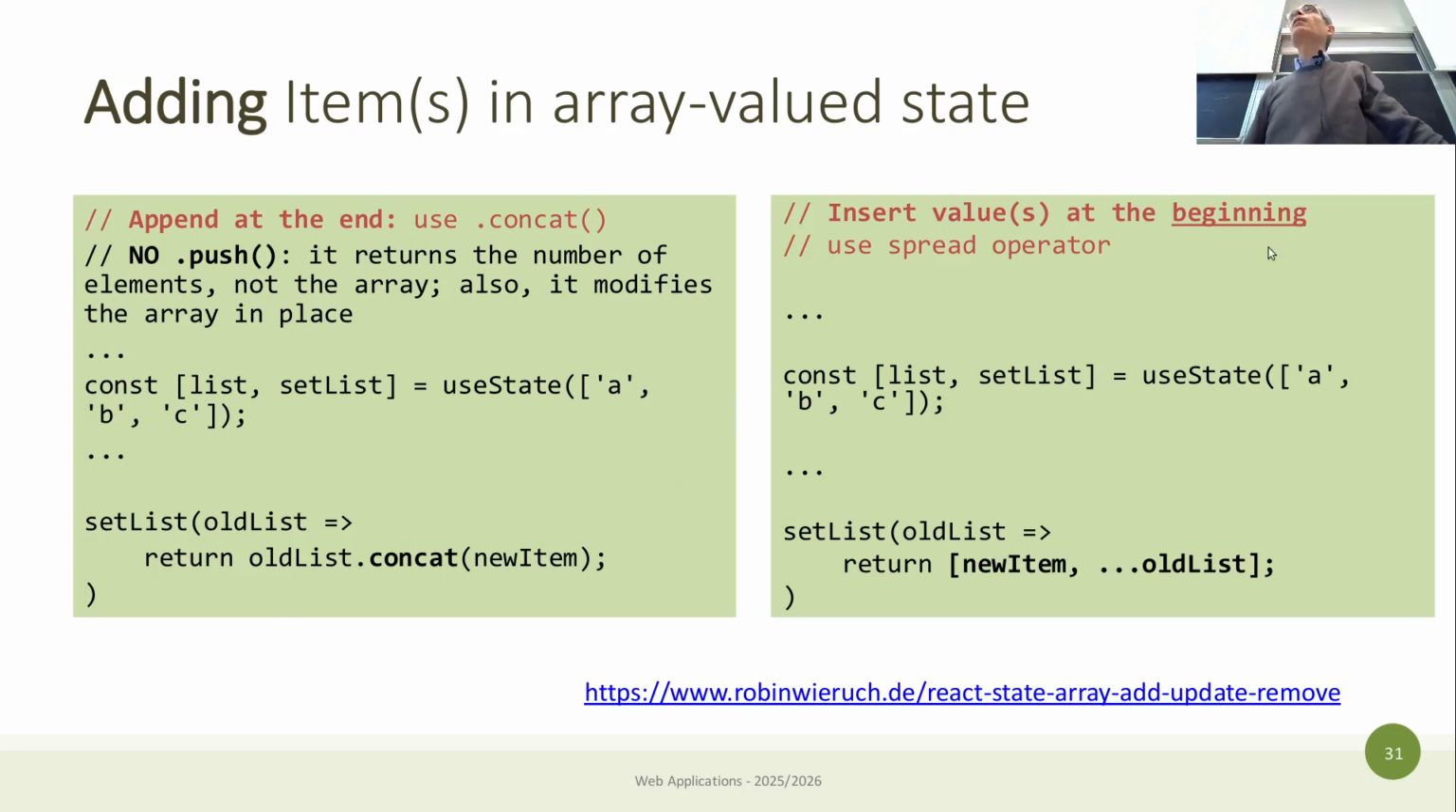Insert values at the beginning. Sometimes you want to insert values at the beginning. Concat doesn't work because it inserts at the end. Either you manually create a copy of the array and in some way manage to insert it at the beginning, or for instance you have the spread syntax, which works quite well. So create a new array, you open the square bracket, put a new item, and spread the old array. That's all. It's a new array because you opened a new square bracket. It's a new reference to a new array. It contains a new item plus the old stuff.